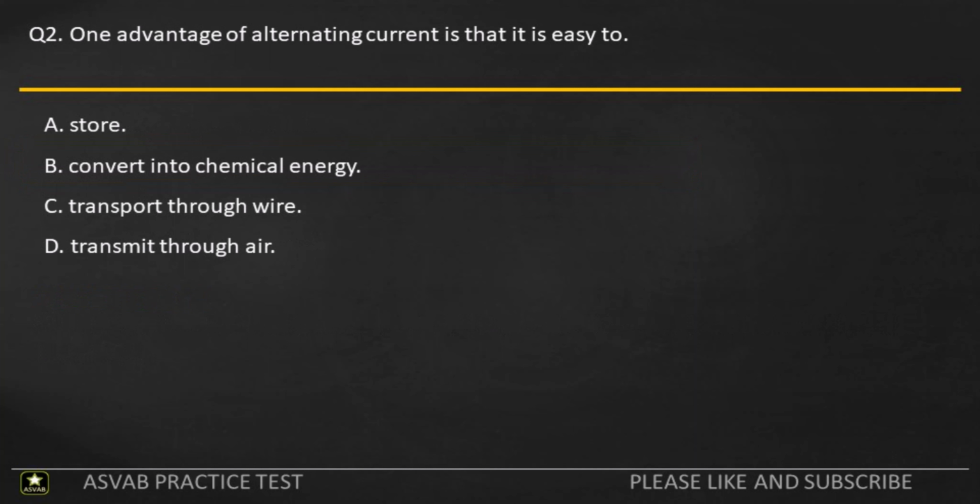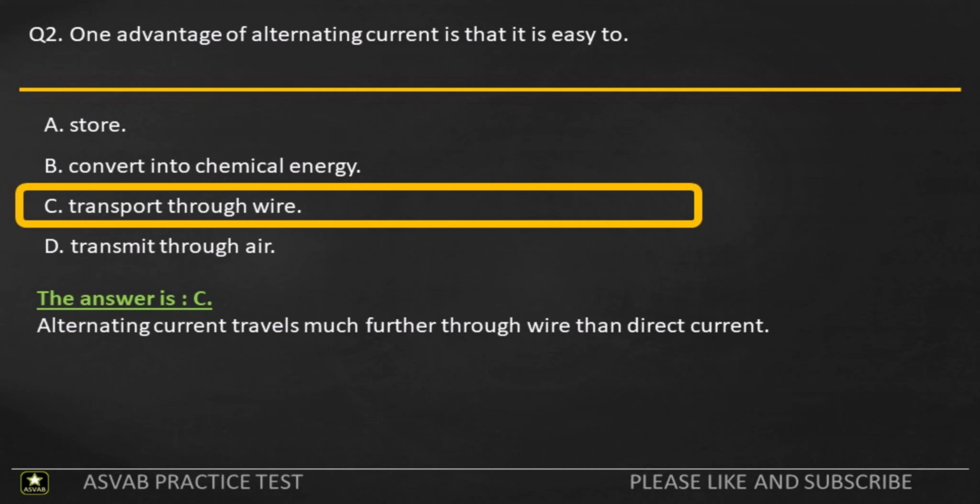Q2. One advantage of alternating current is that it is easy to A. Store, B. Convert into chemical energy, C. Transport through wire, D. Transmit through air. The answer is C. Alternating current travels much further through wire than direct current.